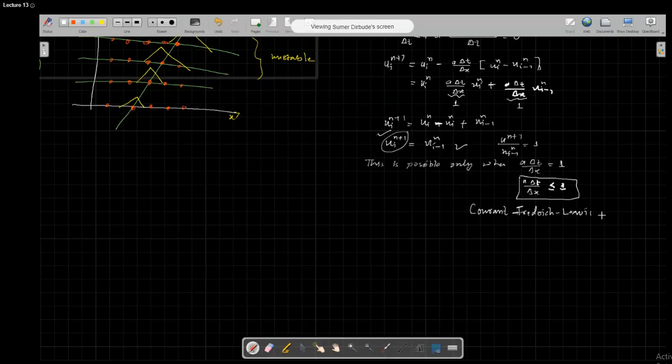Courant-Friedrichs-Lewy condition. CFL condition. So you have to choose a, delta t, and delta x in such a way that this ratio is always less than or equal to 1. Then only this particular discretization will give you a stable solution, if this condition is satisfied.